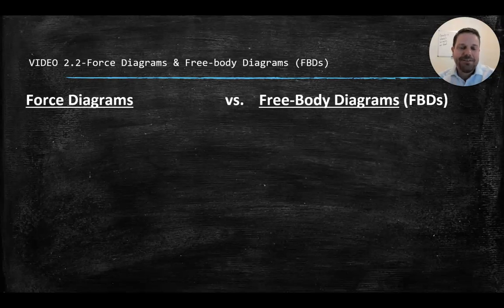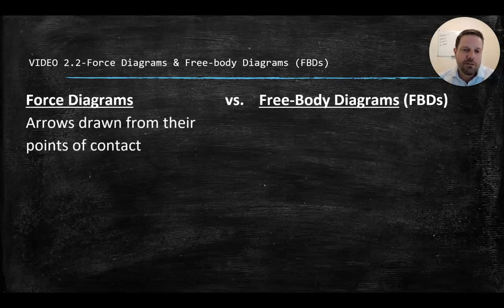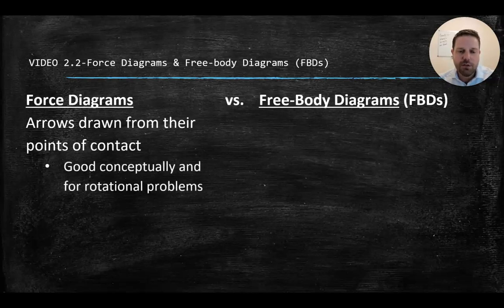Last thing we're going to look at with this video is going to be the difference between drawing a force diagram like we've been doing and what we often use in AP as a simplified way to do things, which is a free body diagram. Okay, so to compare and contrast these, in force diagrams, as always, we draw the arrows from their points of contact away. This is really good conceptually because it helps to anchor these forces as acting from points of contact. And this ends up being the way we want to do this for rotational problems where these forces are causing twists, or what in physics we call a torque.